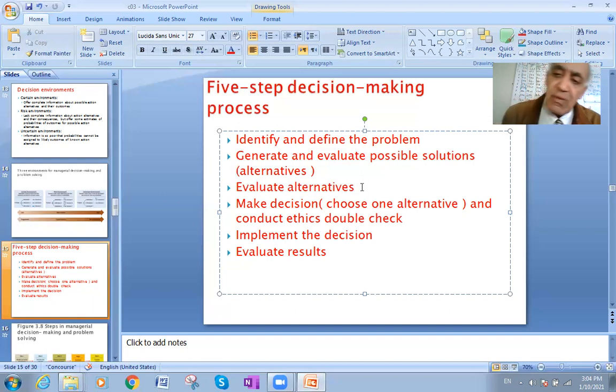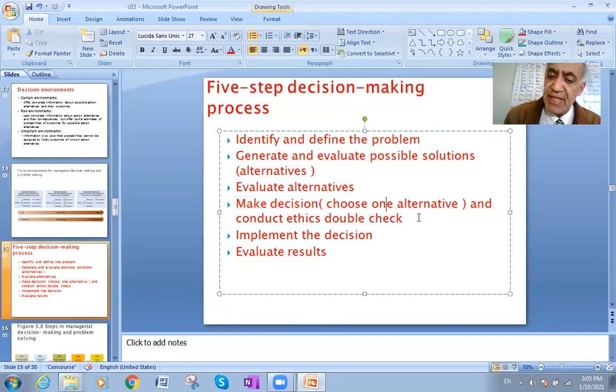Then I will evaluate each of them in my brain and think in my mind which is good and which is bad, which is better than the other one. Then I will make my decision. Then I will say, okay, I will take the taxi. I will take a taxi cab.